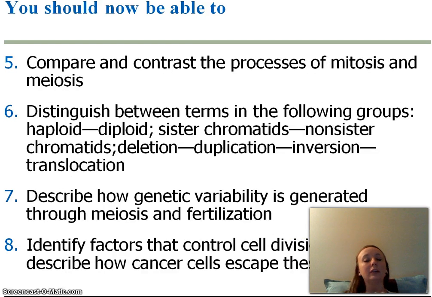So, be able to compare and contrast mitosis and meiosis. This is really big. We've talked about this quite a bit in class already, and you did a worksheet for homework, hopefully, that really stressed the importance of that. And make sure you can distinguish between the terms in the following groups, such as haploid and diploid, so N, 2N, sister chromatids, non-sister chromatids, deletion, duplication, inversion, and translocation. You also need to be able to describe how genetic variability is generated through meiosis. So we talked about random fertilization, crossing over, and how those chromosomes or sister chromatids align at the equator.